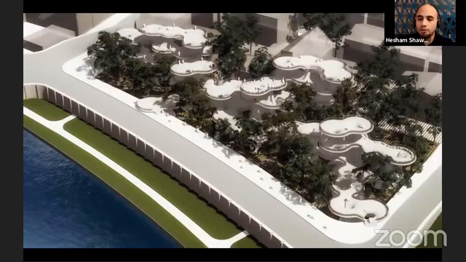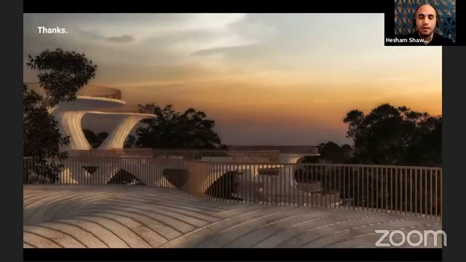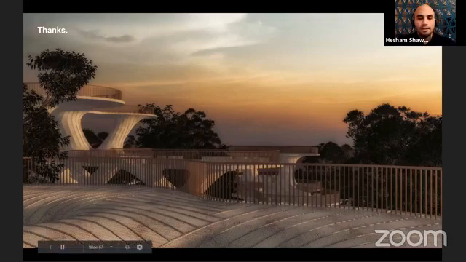And another render shot shows how people can access our site from street level or from the park level from behind, so that they can move smoothly from ground to top levels. And the last render shot. Thank you.